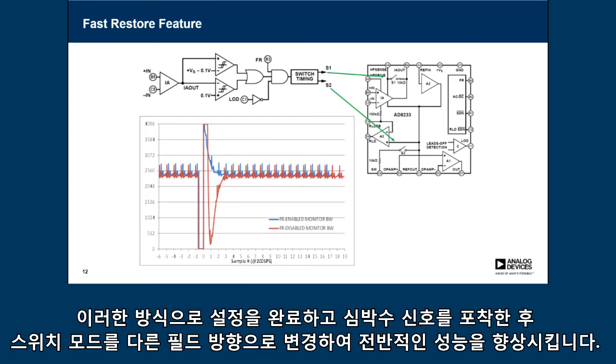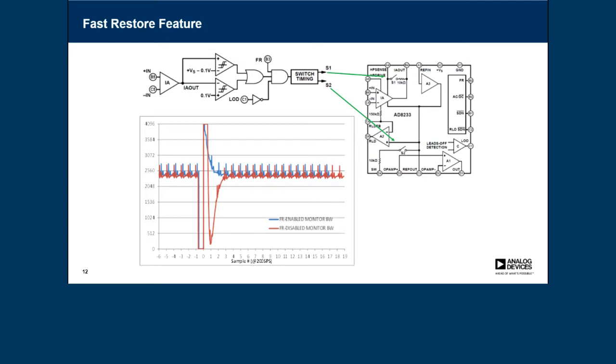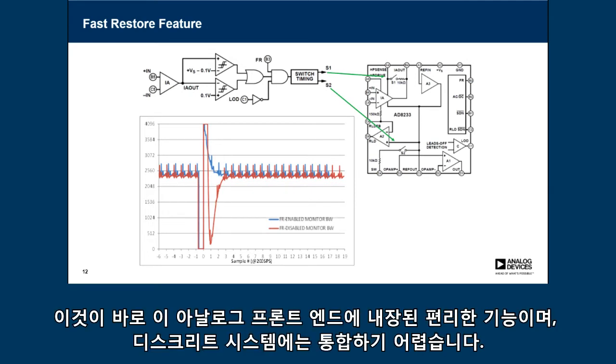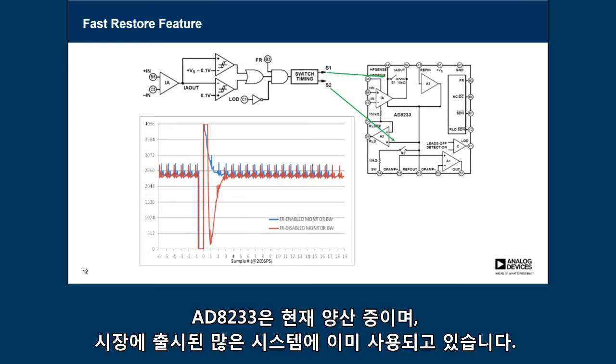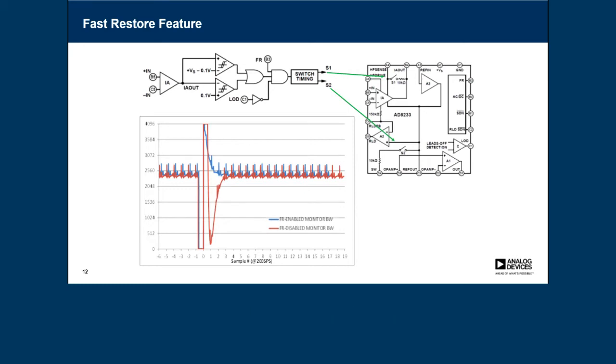And after complete settling and catching up with the heart rate signal, it changes the switch mode into a different filter action to improve your overall performance. So that's a handy feature that is embedded in this analog front end, but is otherwise difficult to integrate in a discrete system. So the 8233 is in full production and already being used in a lot of systems that are available as a final product on the market.